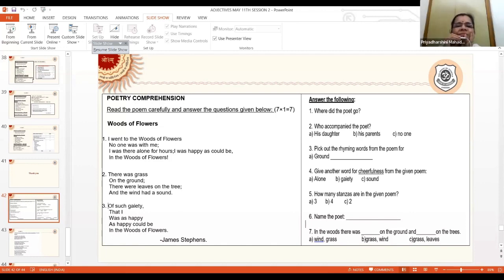There was grass on the ground. There were leaves on the tree, and the wind had a sound of such gaiety that I was as happy as could be in the woods of flowers. By James Stevens.